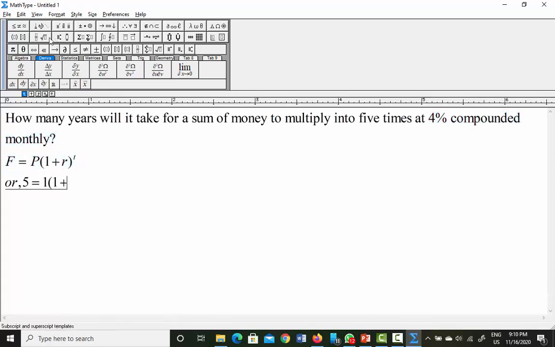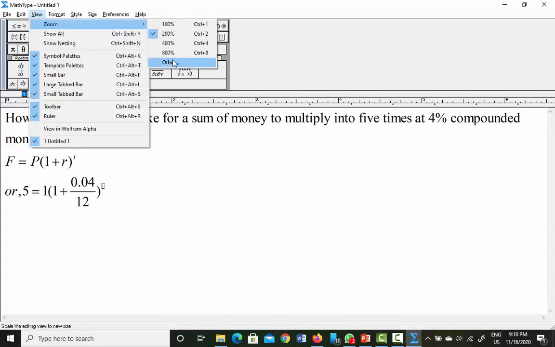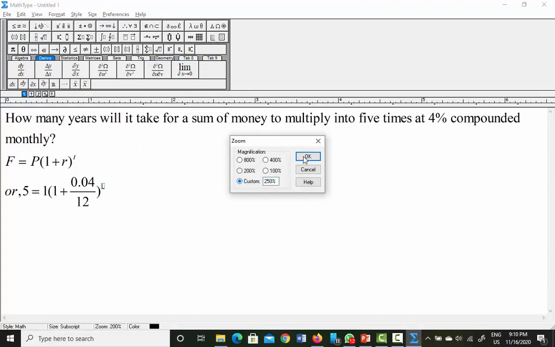So 4% is the annual rate. We need to convert it to a monthly interest rate. 4% means 0.04, and if you divide it by 12, since we have 12 months in a year, we will get the monthly interest rate. Bracket close, power T. Let us assume that T is X years.